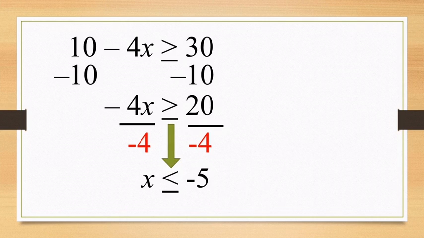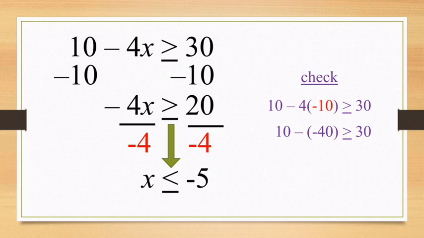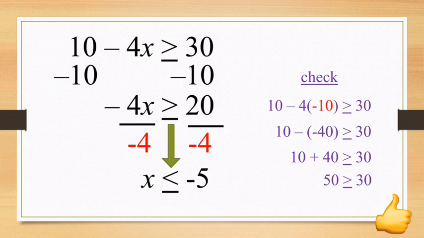To check my solution, I have to pick a value that's lower than -5. So I will pick -10 because it's an easy one, and I just plug it back into the original inequality. So I do 10 minus 4 times -10, and that's going to be 10 minus -40, which is 10 plus 40, which is 50, and that 50 is greater than 30. So I am good. I did it correctly.